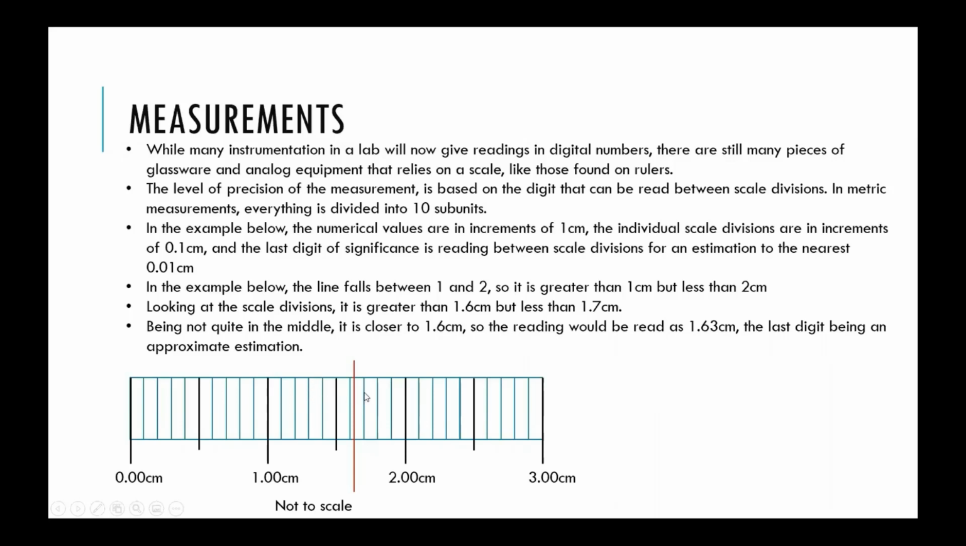Moving along the scale, the red line is between 1.6 and 1.7 centimeters. The last digit in a measurement using a scale is an estimation. You can read between the scale divisions to give an educated guess as to what the exact value is of this line, what that exact measurement is.